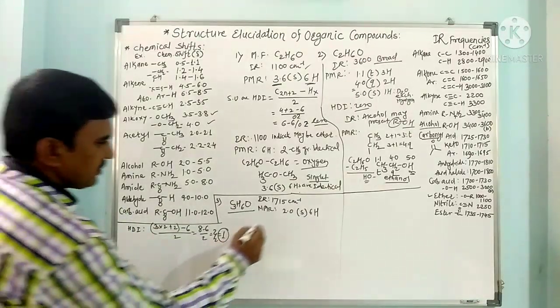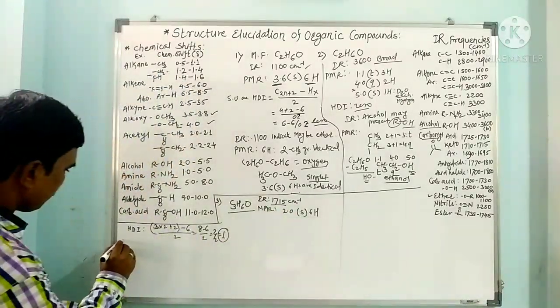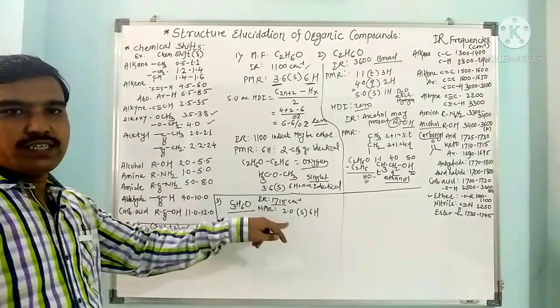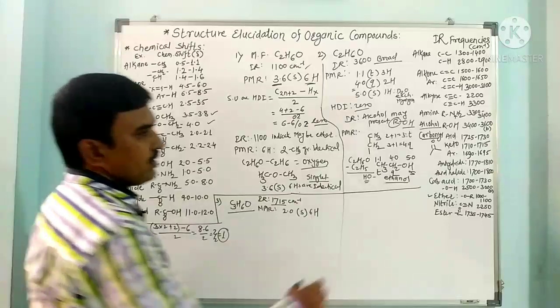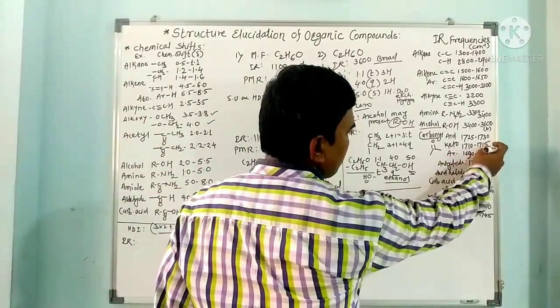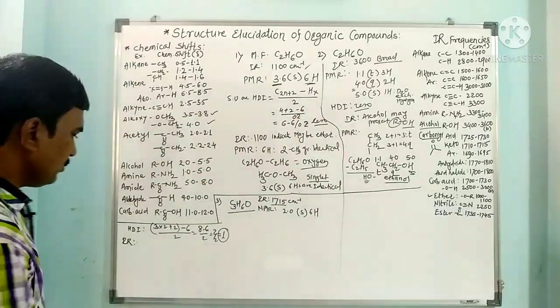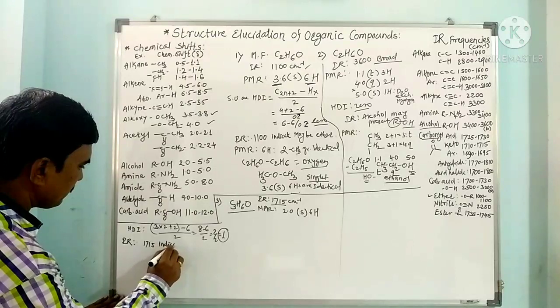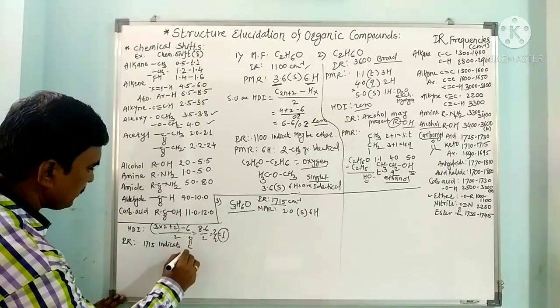Now the IR here is at 1715. It clearly indicates a carbonyl group is present. If you see a ketonic carbonyl, then we are having 1710 to 1715. So here this IR 1715 indicates a carbonyl group is present.